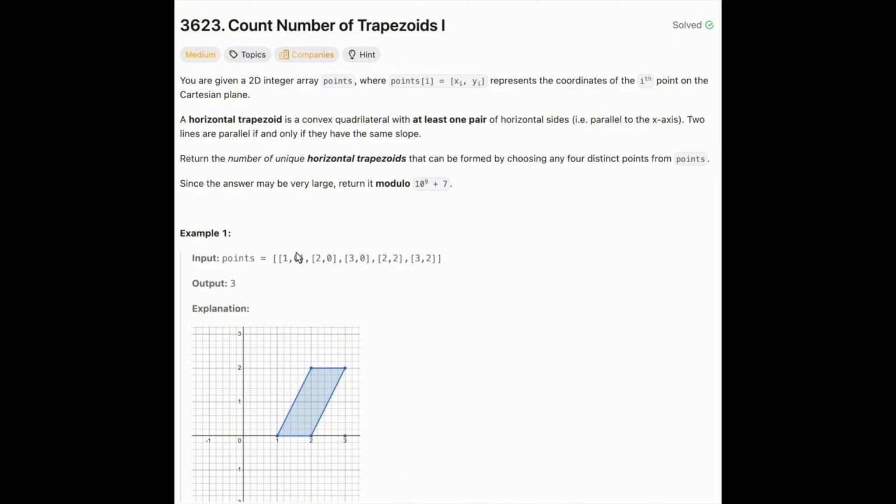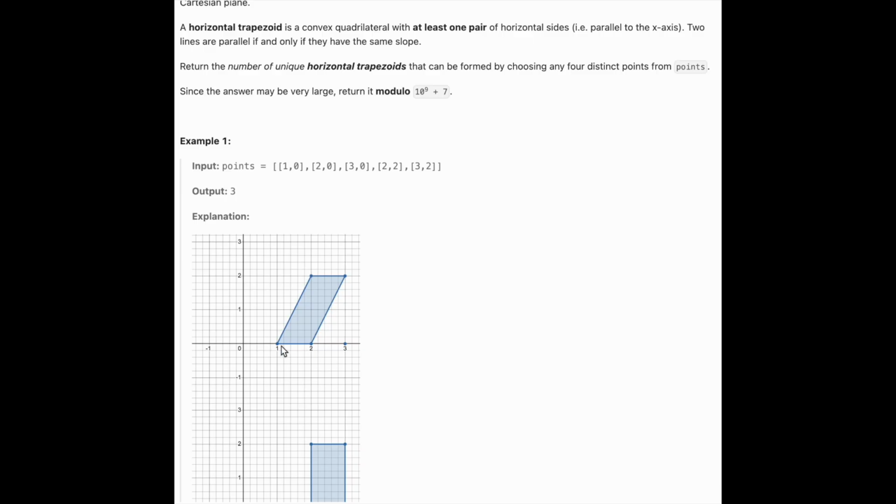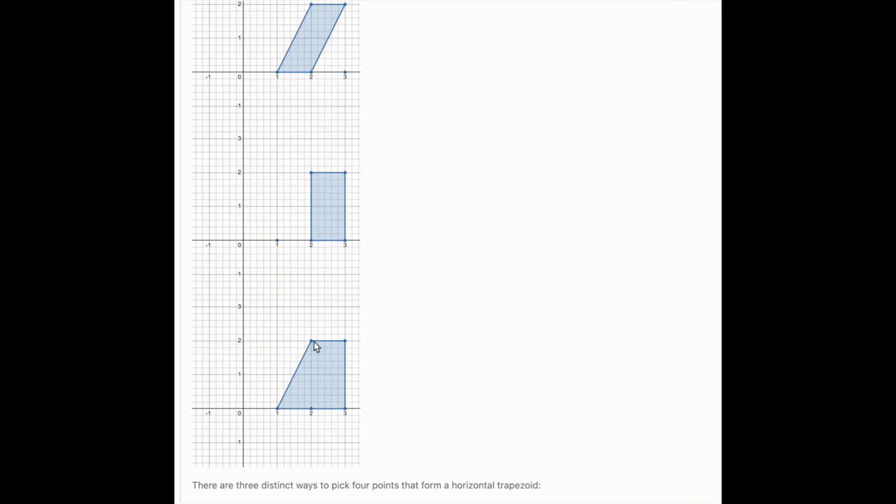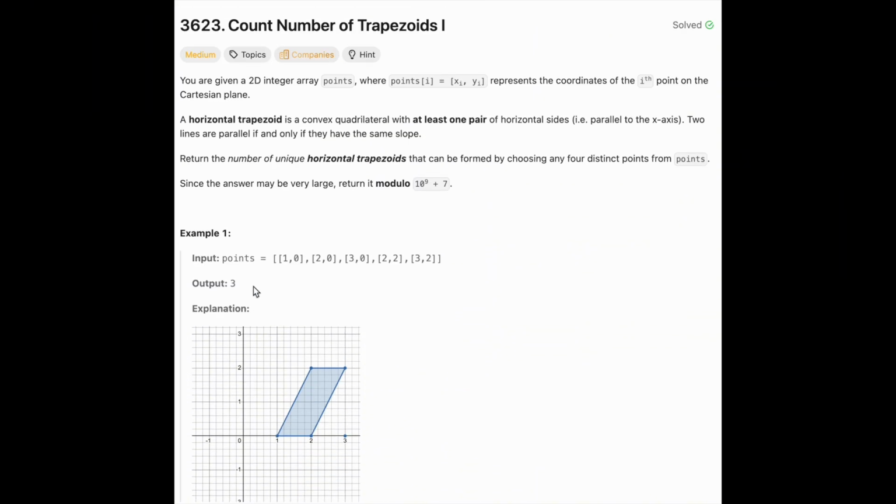So if you look at this example, we can return 3 because from these points, we have these 4 points where they have two lines that are parallel to the x-axis. And then we can also form it with these 4 points, and we can also form it with these 4 points. So that's why we return 3. So now that we have seen some examples, let's get to how we can solve this problem.